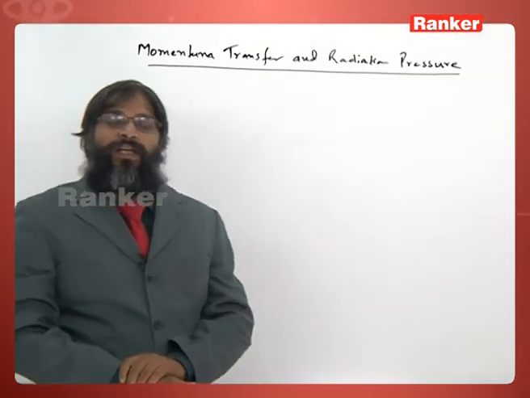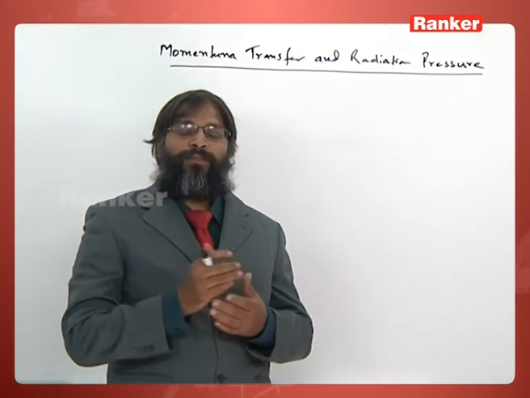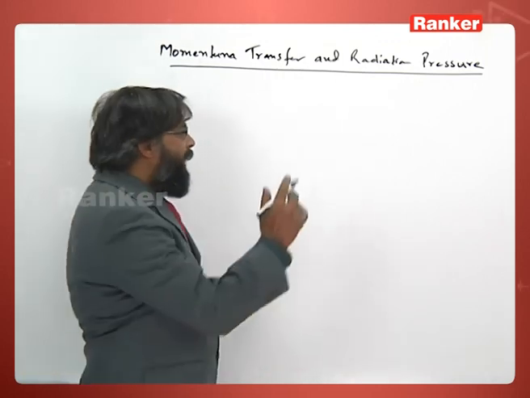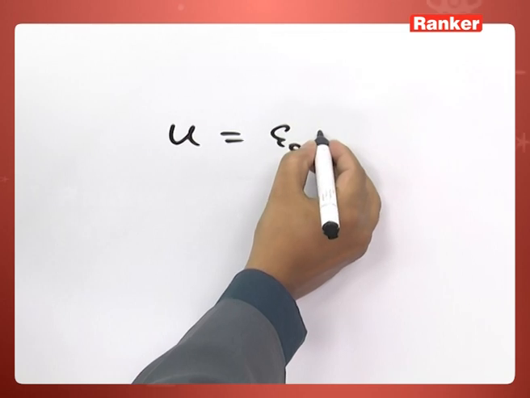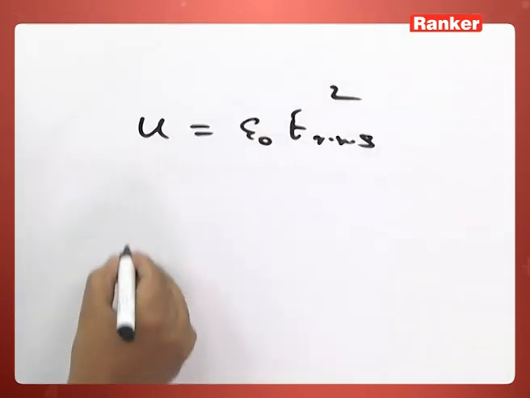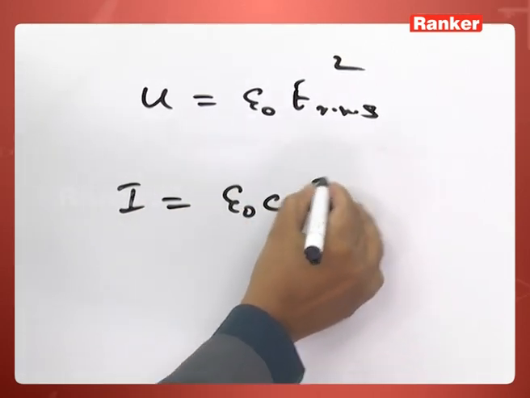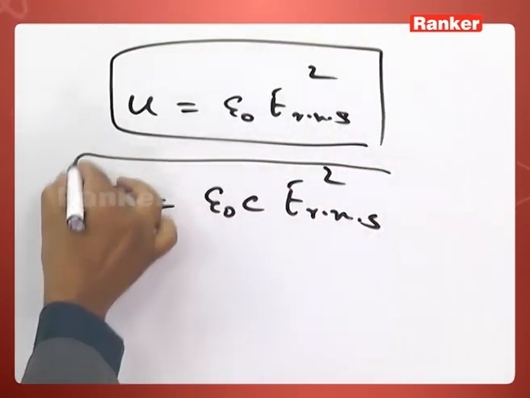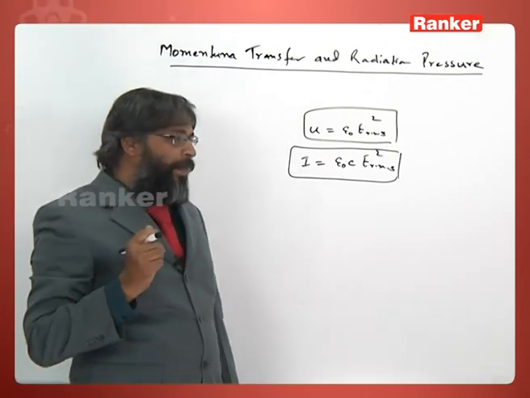So, let us see how an electromagnetic wave transfers momentum. We have already seen that the energy density carried by these waves is epsilon naught E RMS whole square, or if I write the intensity, that is epsilon naught C times E RMS whole square. This is the energy carried by electromagnetic waves.